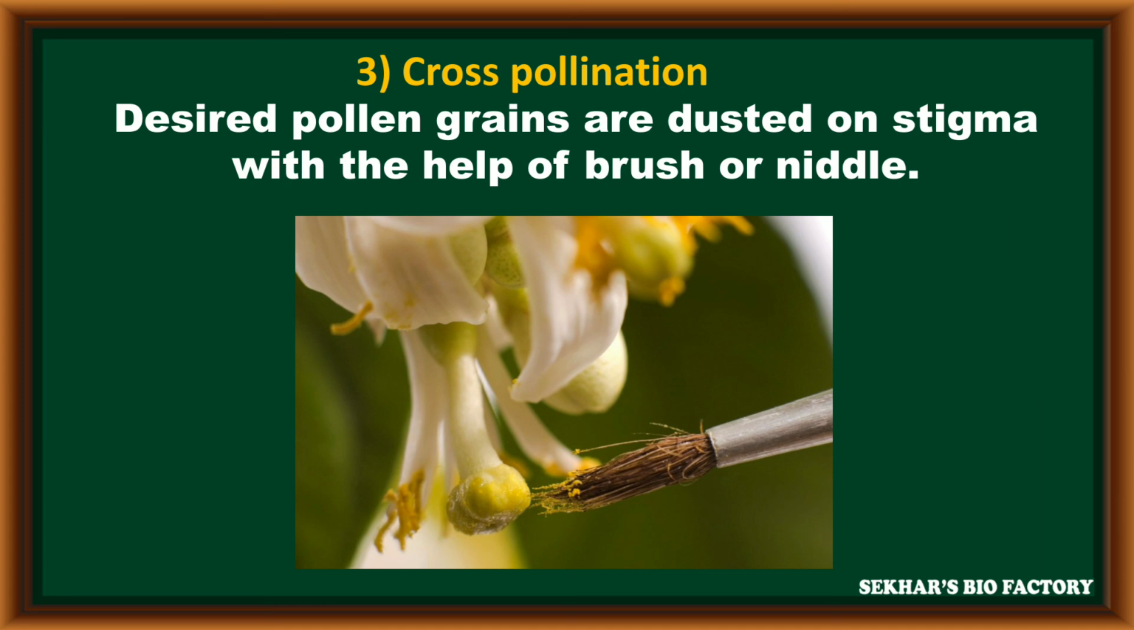The third step is cross-pollination. When the pistil of the emasculated flower is in matured condition, the pollen grains are collected from the desired plant with the help of a brush or needle. By collecting these pollen grains, they are transferred onto the stigmatic surface of the selected emasculated flower by removing the bag.